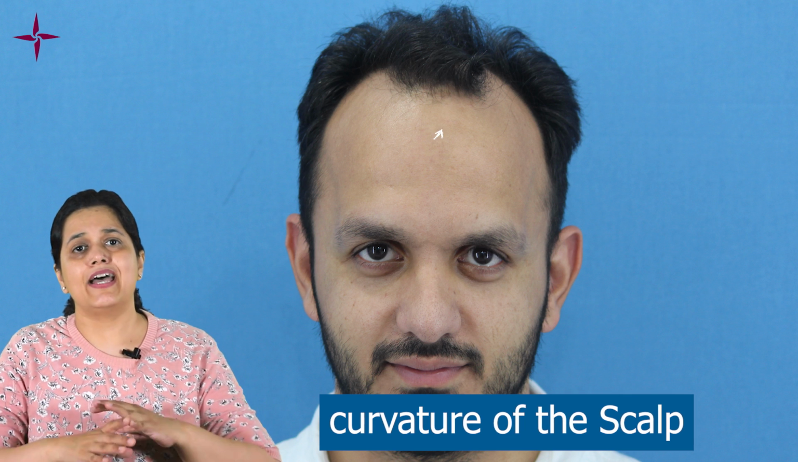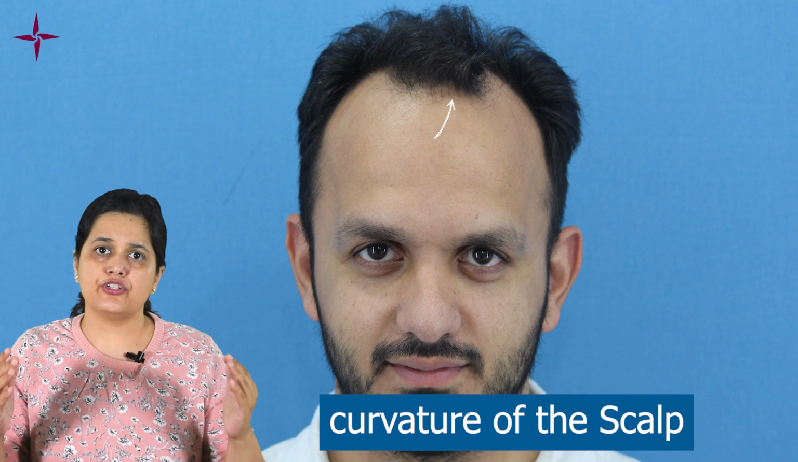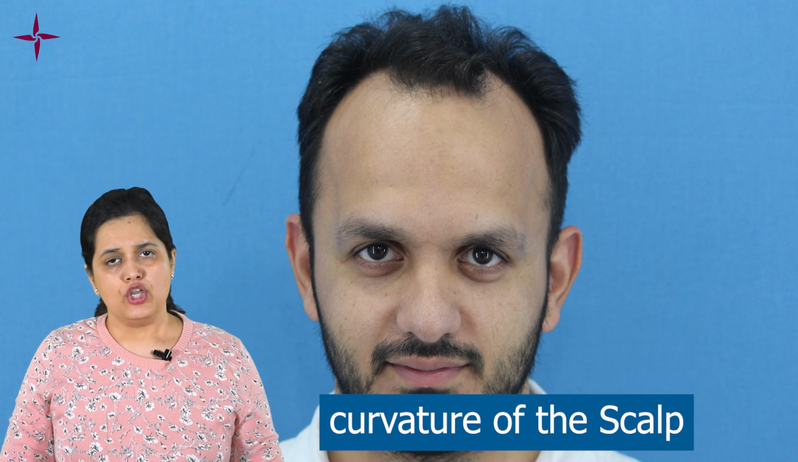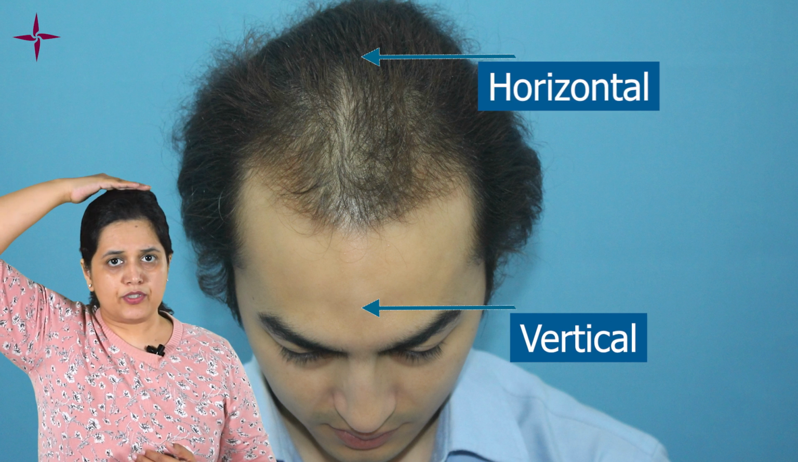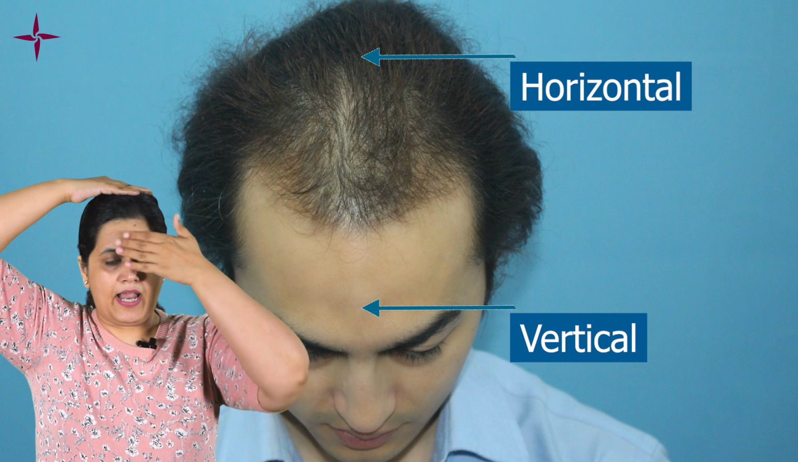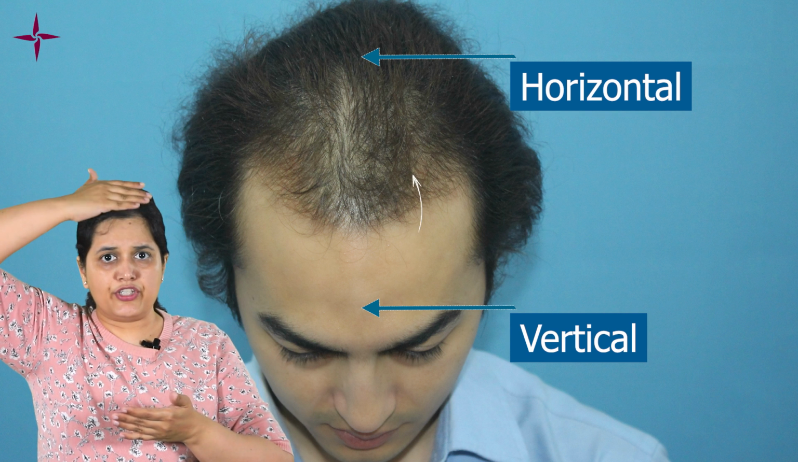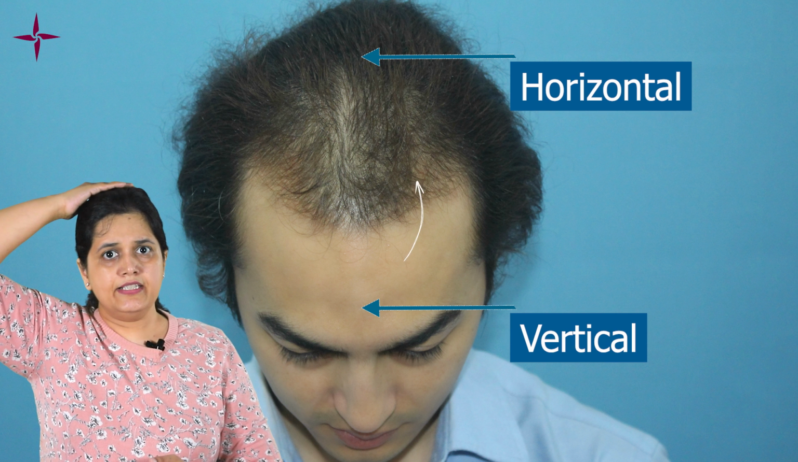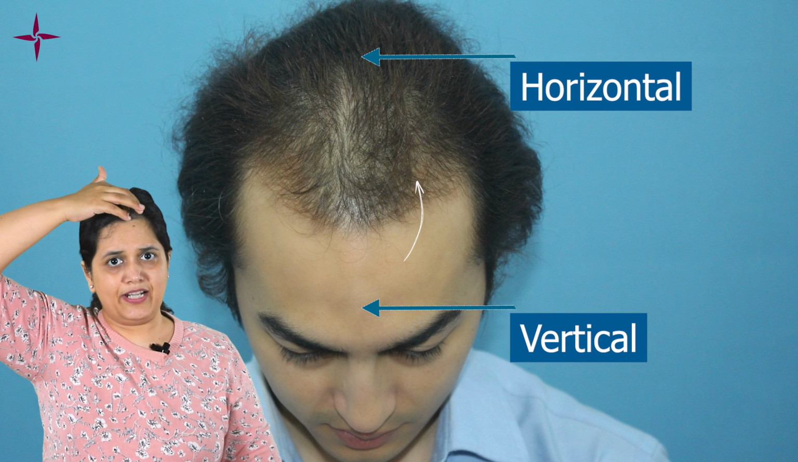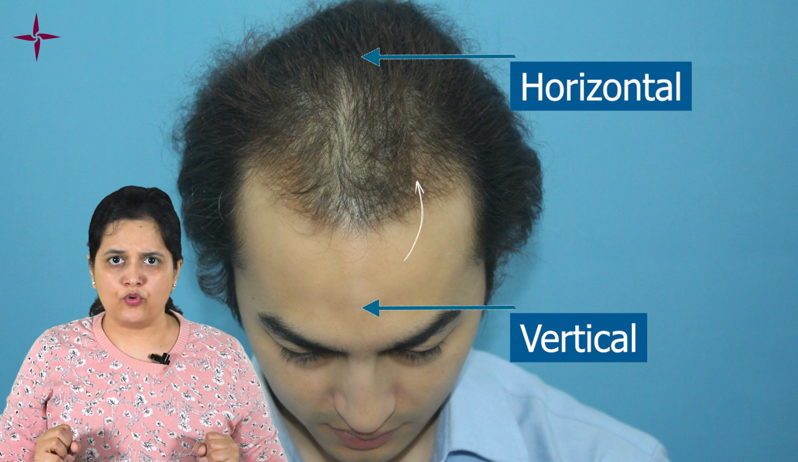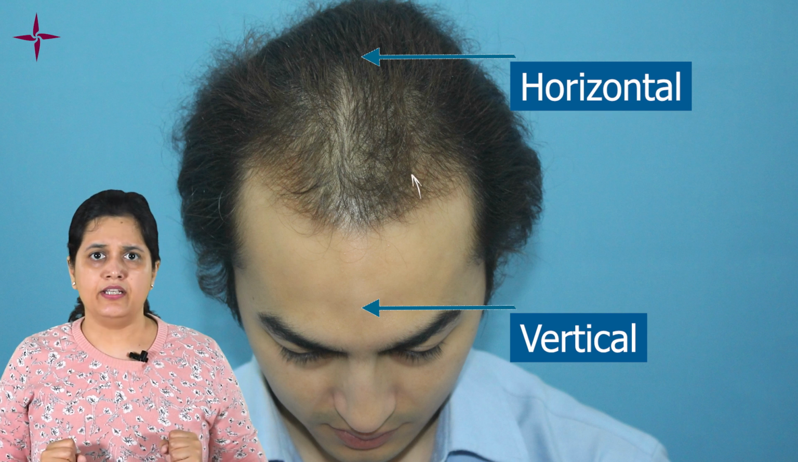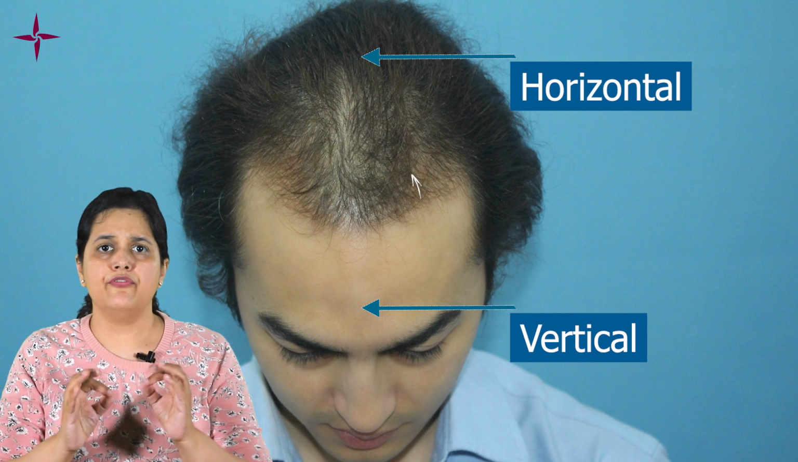The third most important determinant of the mid-frontal point is the curvature of the scalp. As we know, the scalp shape and curvature varies from one person to another. The forehead is vertical, the top of the scalp is horizontal. Between this horizontal and the vertical plane the curvature comes. So ideally the hairline should come in the center of that curvature. That is a very important point that gives an individualized approach to determining the position of the hairline and the position of the mid-frontal point.